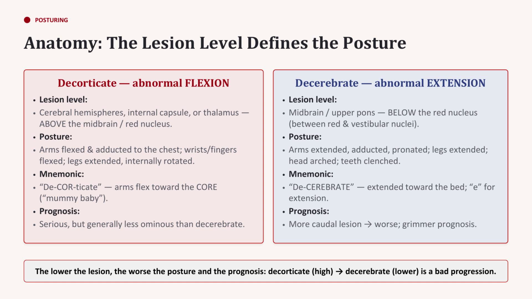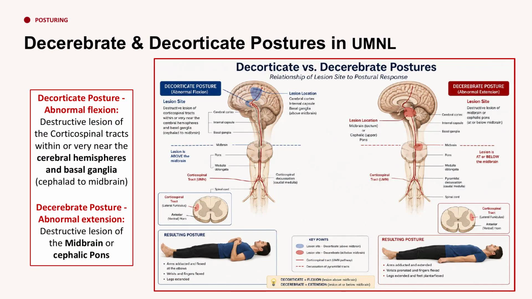A patient who progresses from decorticate to decerebrate is descending, literally and prognostically, because the damage is marching caudally down the brainstem. That transition is an alarm, and it leads directly into the herniation discussion in 2 slides. This figure maps posture directly onto lesion level, which is exactly how you should think about it.